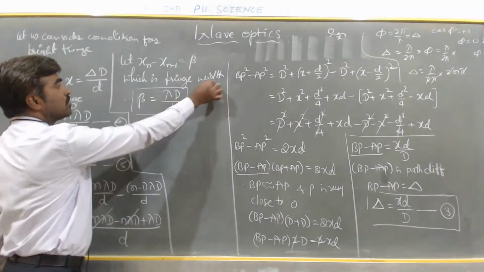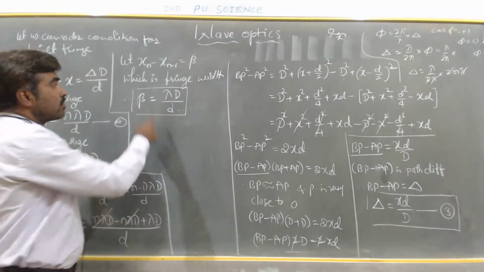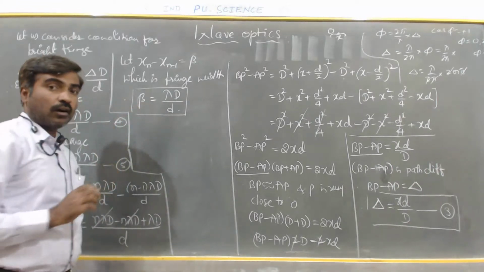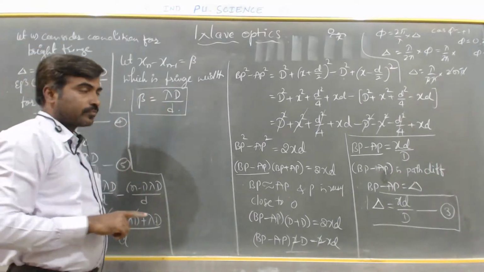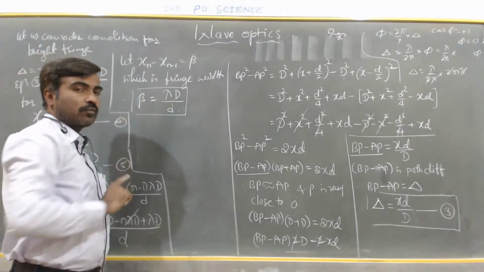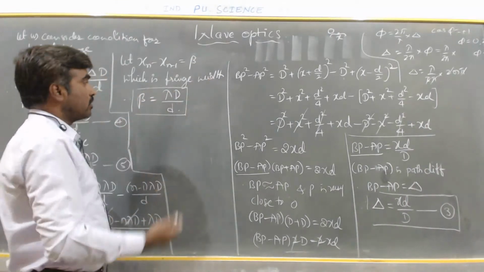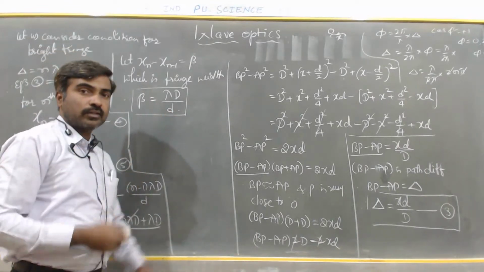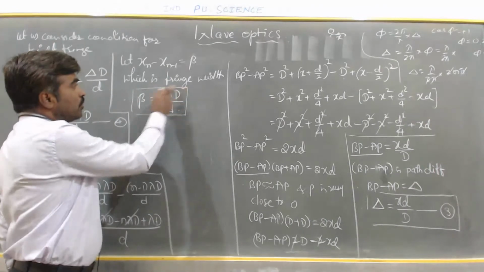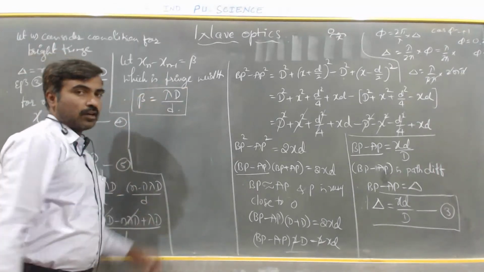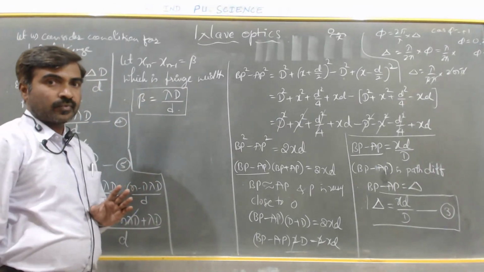Beta represents fringe width. Then we can say that the fringe width of interference fringes depends upon lambda, upon the distance between the screen and the slits, and as well as upon the slit separation. How does it depend? The fringe width directly depends upon lambda, that is the first condition.